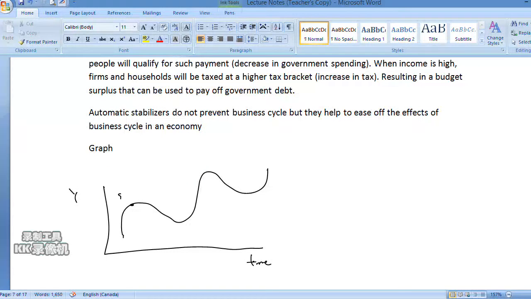So during these inflationary, and then that's recessionary, that would be the potential output level. So during this time inflationary, you will see government spending decrease and tax increase, which lead to a surplus. And then during recession, you will see government spending increases and taxes decreases, which will lead to a deficit.